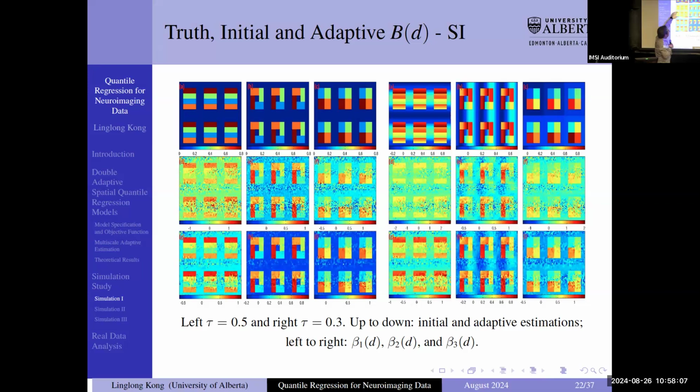This is the first row. As you can see, we have different regions. The blue part is mostly 0, and we have four different regions, with tau equal 0.5 at the center and tau equal 0.3. The second row is the initial estimate. As you can see, the initial estimate may miss a lot of regions of interest. The third row is the updated version, and we are able to identify way more regions of interest than the initial estimate.